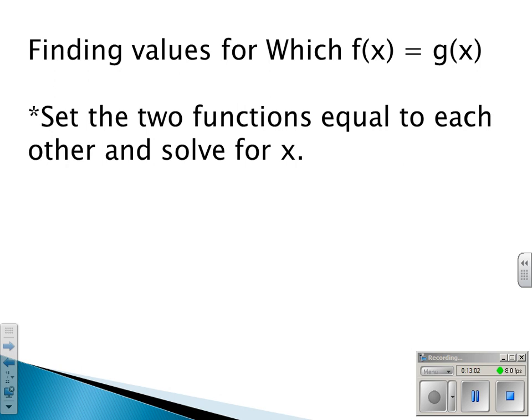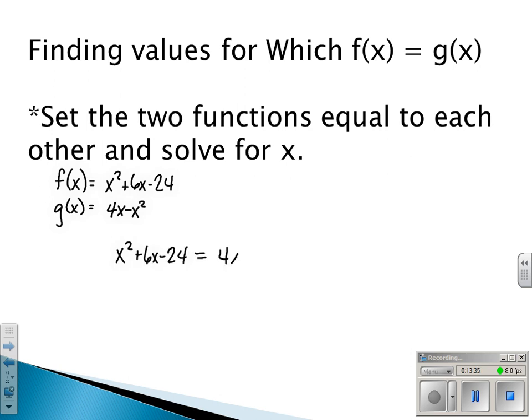So if we're going to find f of x is equal to g of x, we're given this function for f of x, and this one for g of x. Okay, hopefully everybody can see that at the bottom there. So if we're looking for values where they're equal to each other, take them and set them equal to each other. So here's the f of x, put it equal to the g of x, and now we solve.